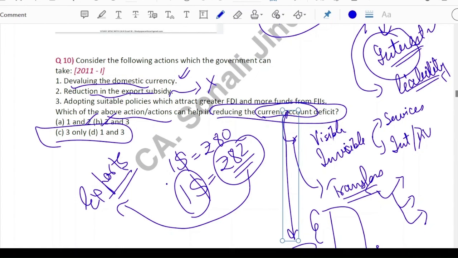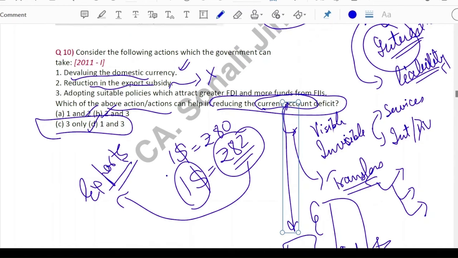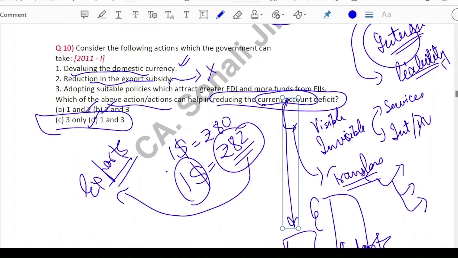Let's read the third statement. Adopting suitable policies which would attract greater FDI and more funds from the FIIs. Here, UPSC is assuming that if more FDI comes into a country, it will bring more expertise, technology and management skills that will later result in increasing the exports. So here the answer is D. But if this question had the option one only or one and three, I think we should go for one only, because the third statement is linked to the capital account transaction.